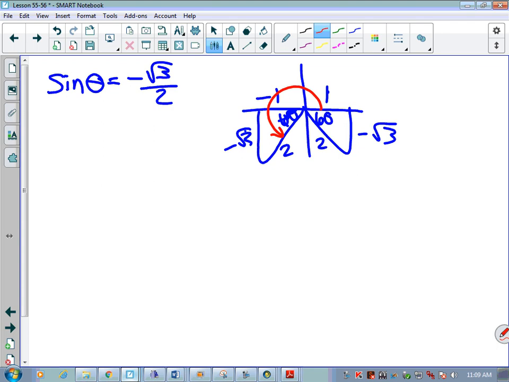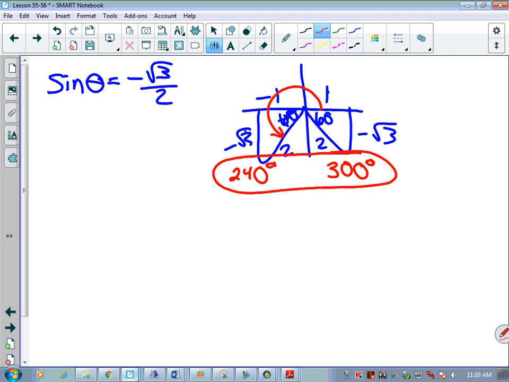This shows up 60 degrees past 180, which is 240. And this shows up 60 degrees from 360, which is 300. So your answer to that, because we've got to fit in the range and I can't go around again, is 240 and 300. So this is the answer to A. What was B?